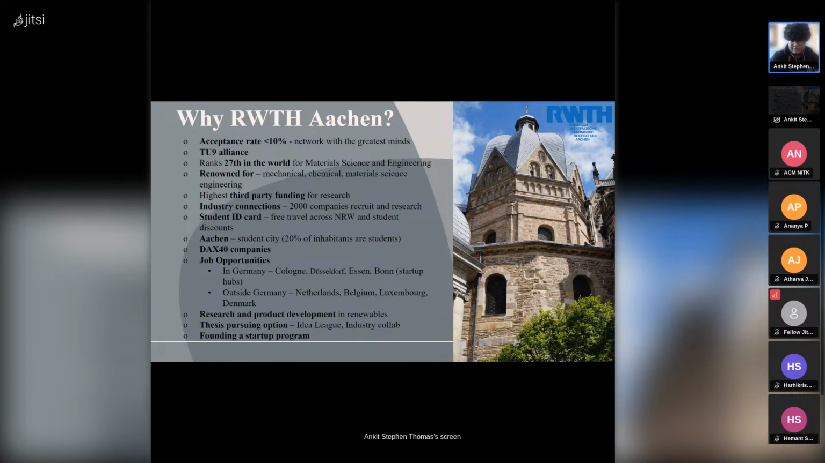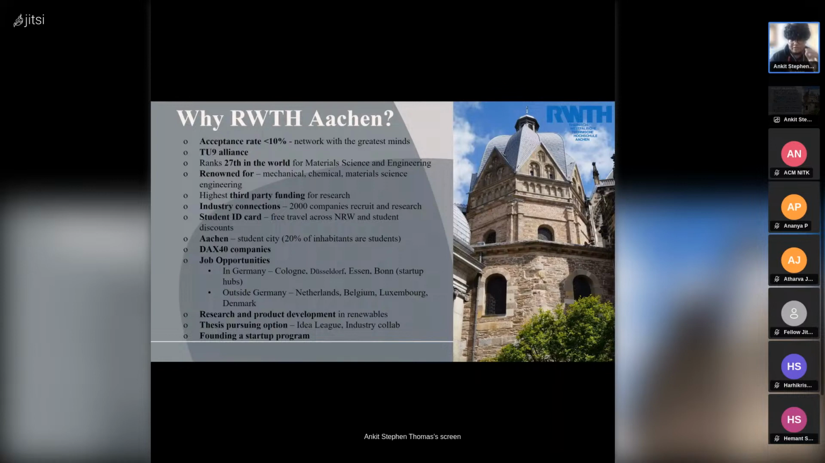And then there's a student ID card that RWTH Aachen students get. It's called the Blue Card, where you can travel across the entire NRW state for free. You can use all the public transport for free. And Aachen, the city, is the westernmost city in Germany, and it's majorly a student city where 20% of the inhabitants are just students, right?